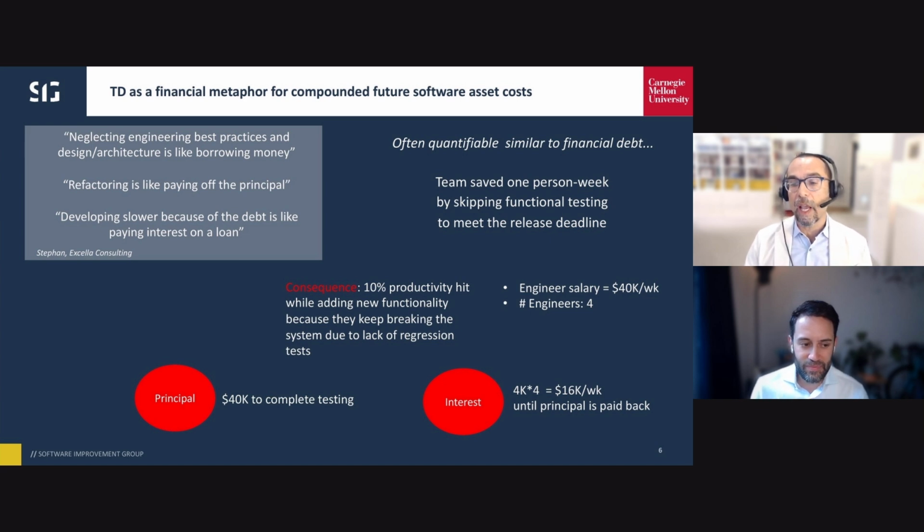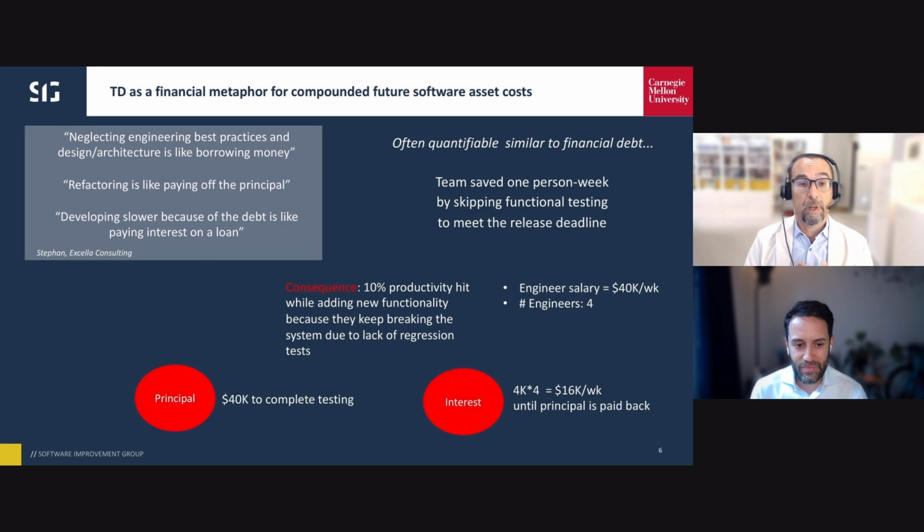So if that is the case, then that productivity hit comes on top of the work that we still need to do, that is worth 40K, which is the principal on the technical debt that we have taken. It has these compounding implications, and they affect the whole team. Suppose the engineering salary is 40K per week. So we skipped 1 week of functional testing. We still have to do that work. That is the principal. We have to pay it back. But we're also, in the interim, incurring this productivity hit.